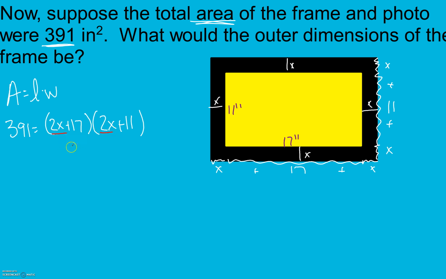So here, I'm going to FOIL. 4x squared plus 22x plus 34x plus 187. Now, combine our like terms here.